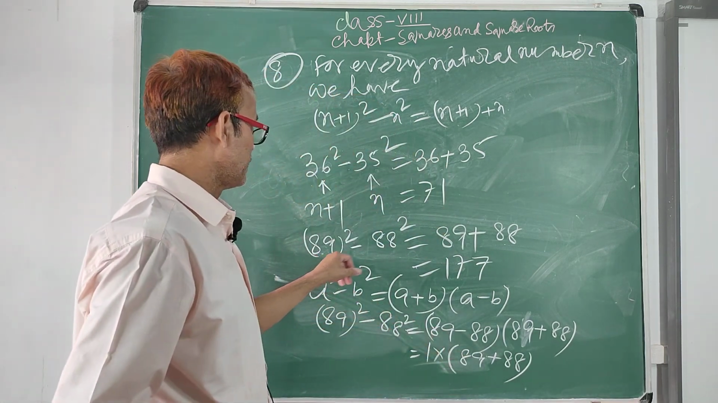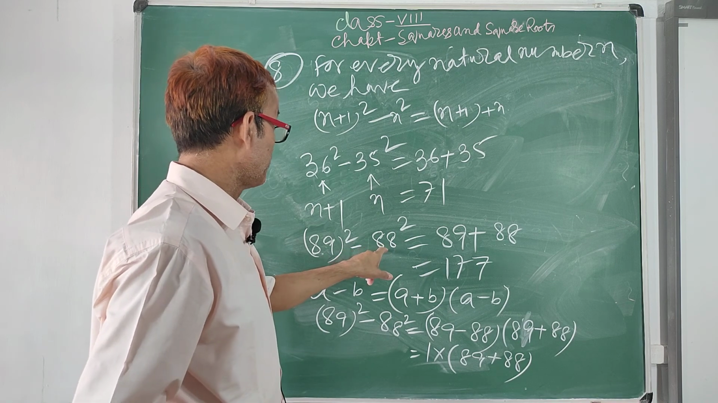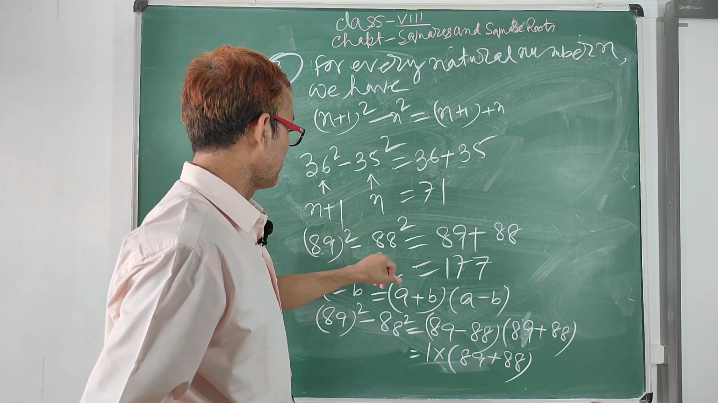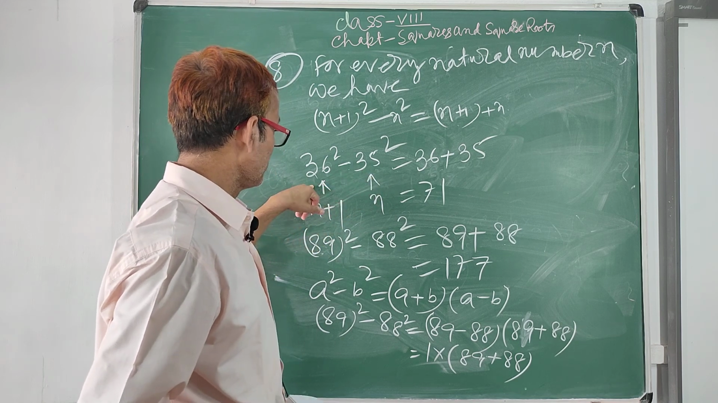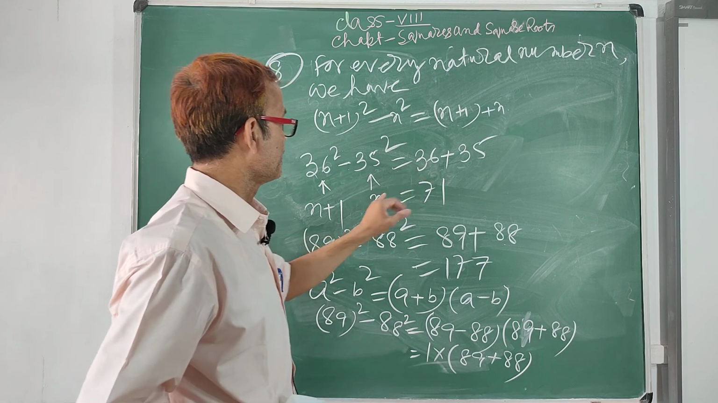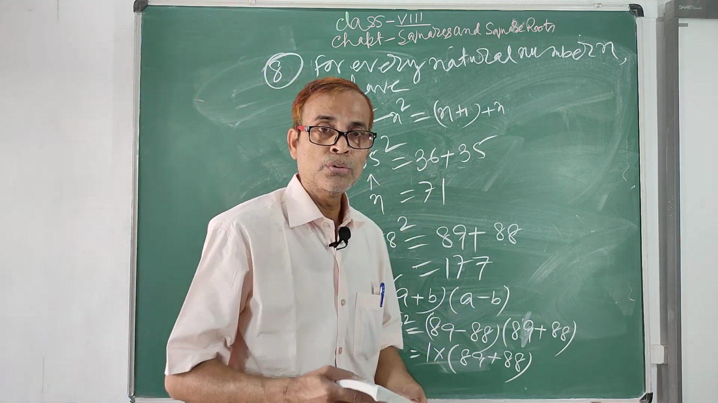So for this reason, if there are two numbers and the difference of the two numbers is 1, here n is 35 and n plus 1 is 36, the next number after the previous number, then you will get the result by adding these two numbers.